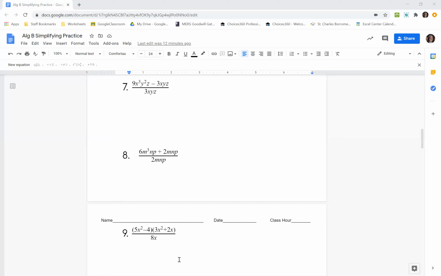Here again, if you notice on the top, I have two terms, but they're not like terms, so I can't combine them. So I'll go ahead and separate this.